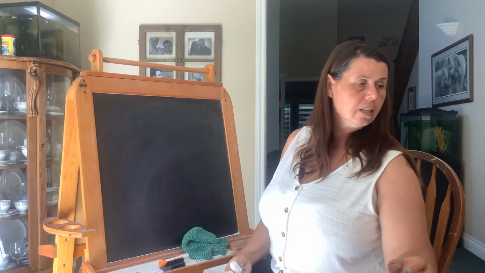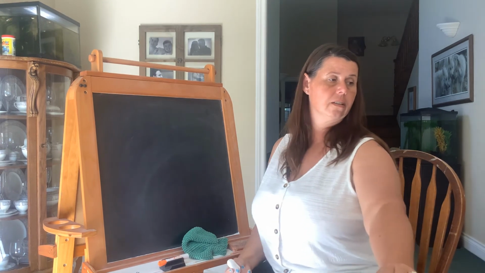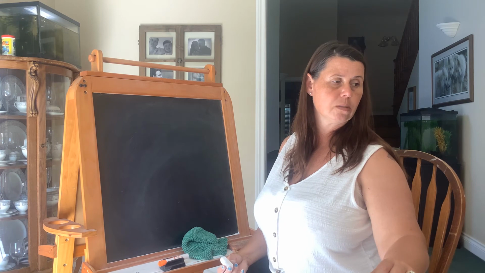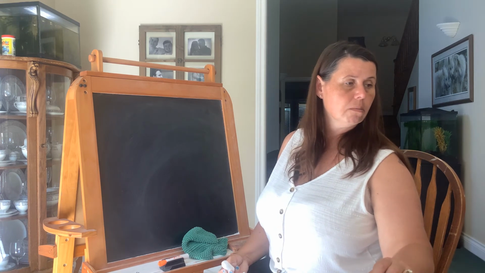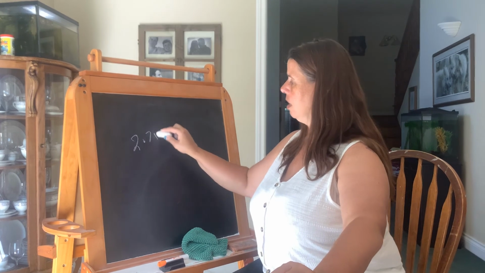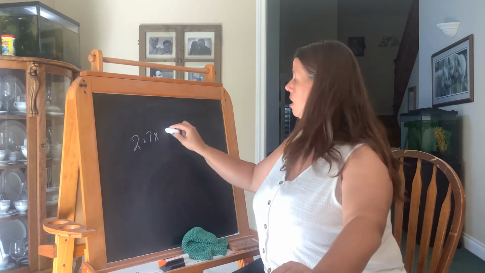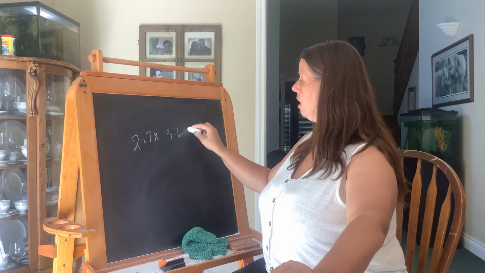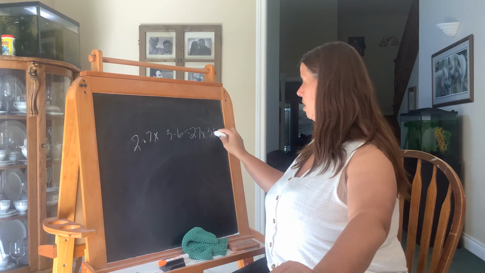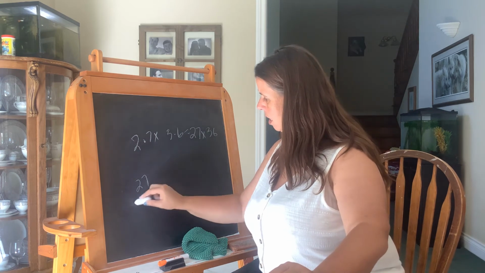Okay. Number 13. Multiply as if the numbers were whole numbers, then estimate to place the decimal point. Okay. Multiply as if they were whole numbers. So 2.7 times 3.6. Right? So they want us to pretend they're whole numbers. So 27 times 36. Oh my Lord, I can't do that one in my head.